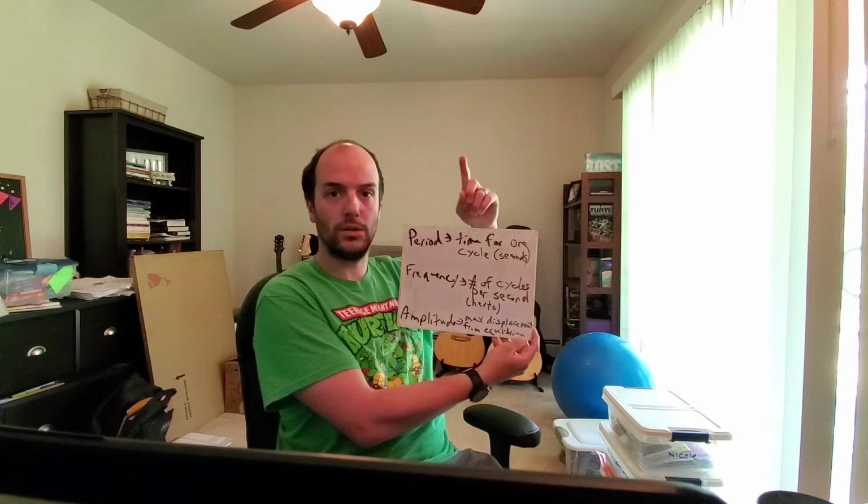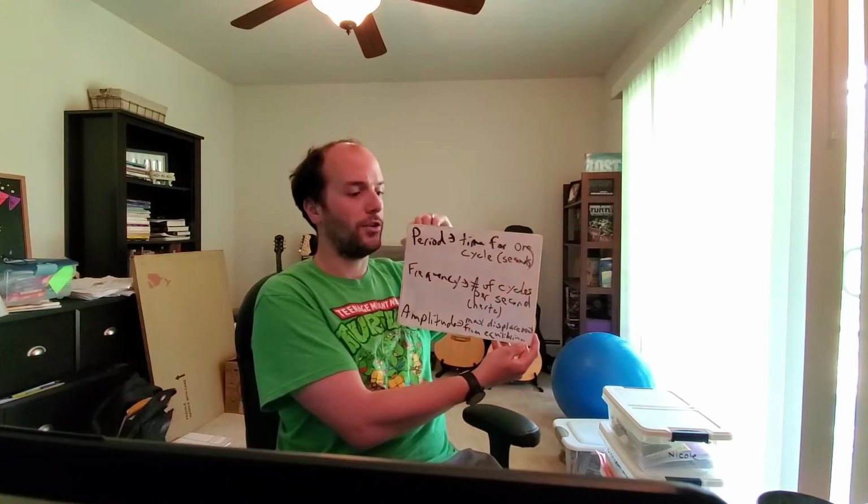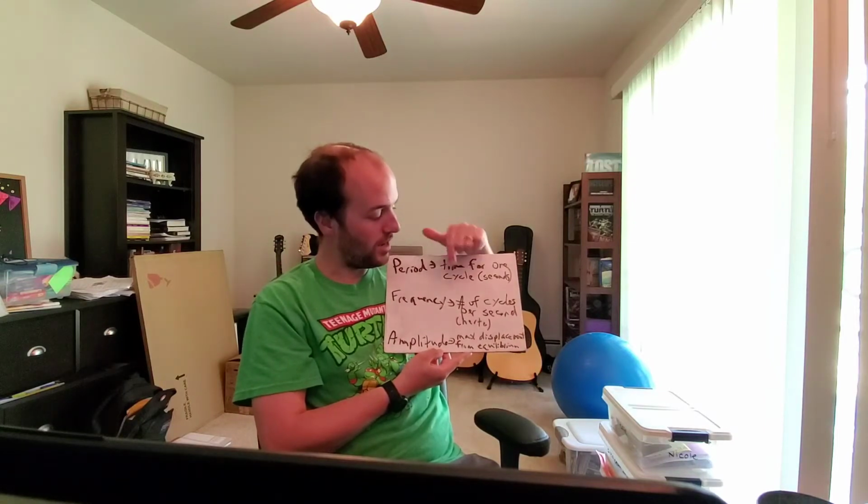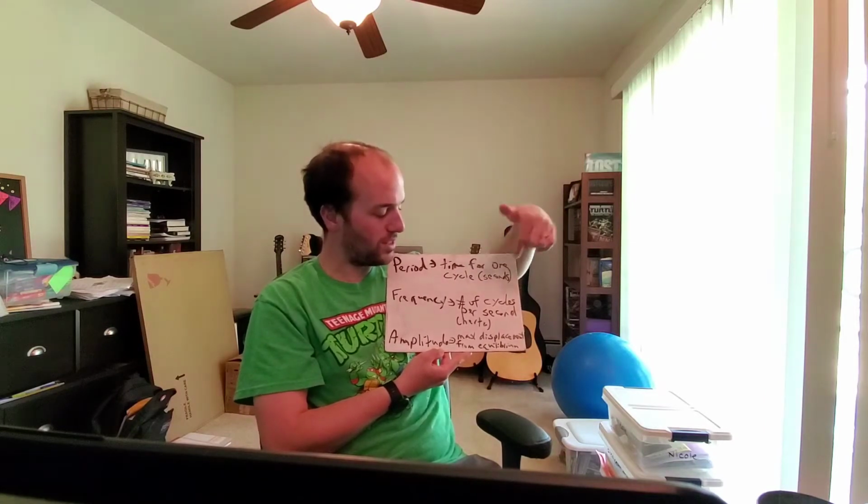The period is the time it takes to complete one cycle. So if you're a pendulum, for example, and you start out here, one cycle would be over here and then back. That's one cycle. And the amount of time that took, that is the period. It's measured in seconds.